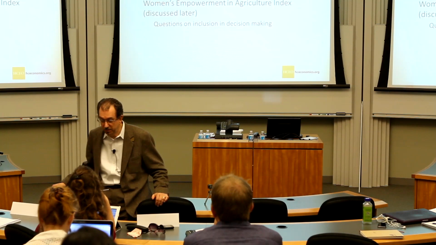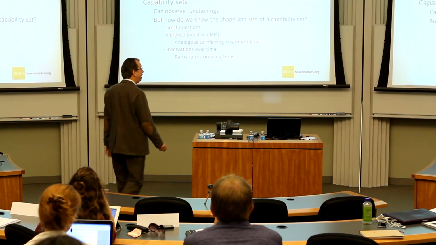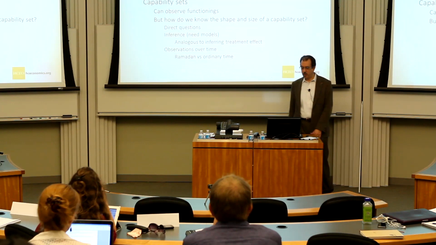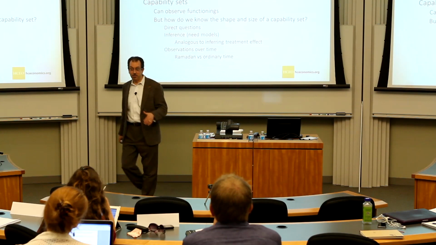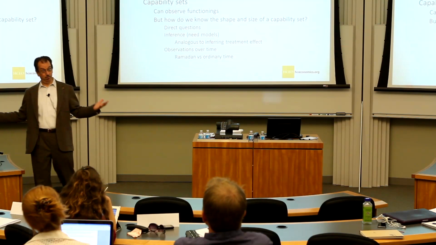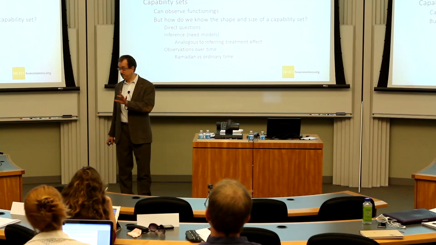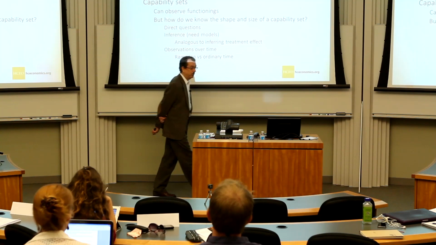Okay. Data on opportunities. Do we know stuff about these capability sets? Well, recall the budget set. If you have an income and a price vector, you're in pretty good shape to know what the space of commodities would be, what the set of feasible points would be, right? That's easy. You don't need much more than those two numbers, and of course the setup of what the overall space is. But not with capabilities, right? You can observe functionings, but where do you get the size and the shape of the capability set?